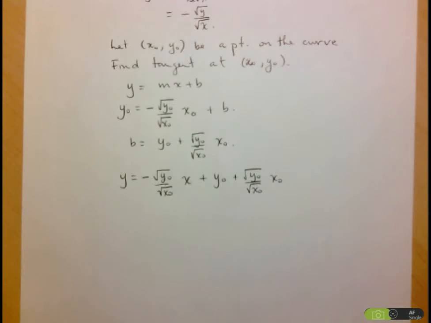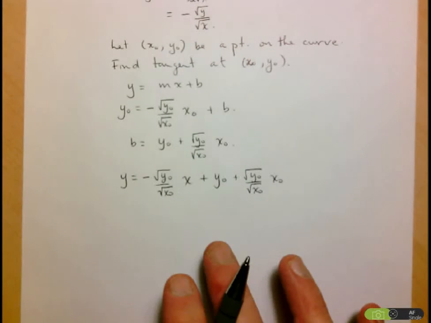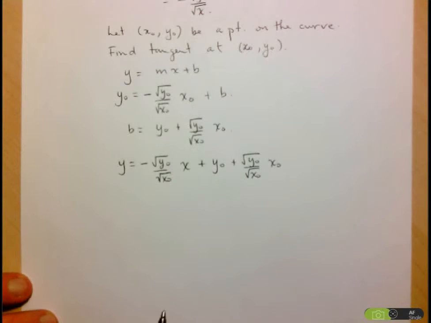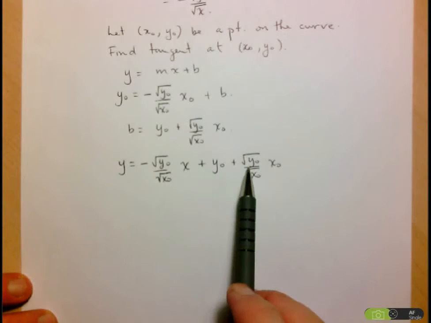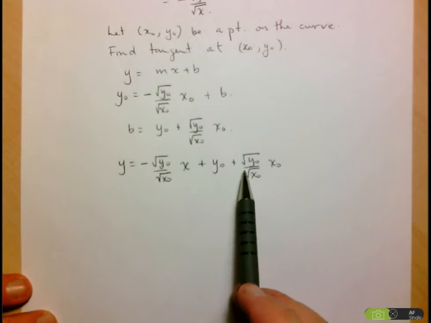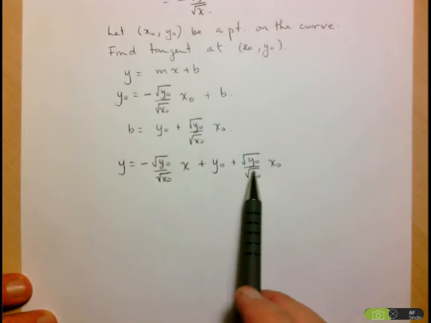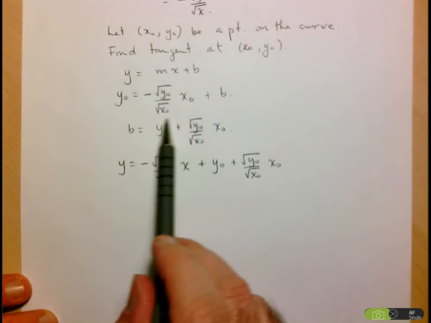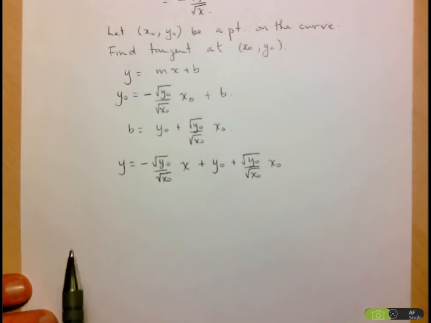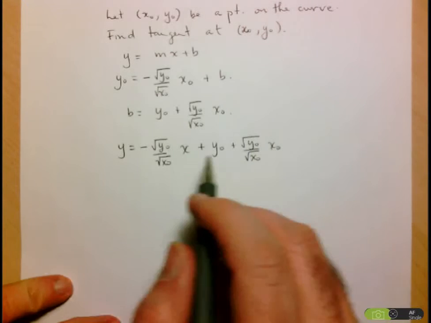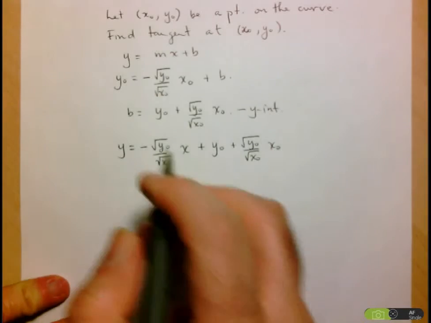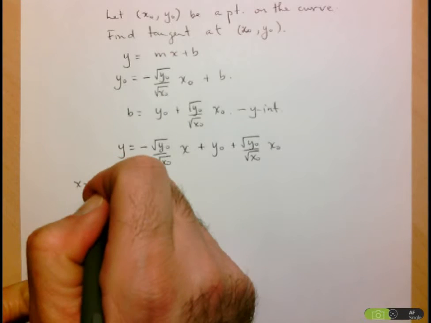Okay, so again, it looks complicated, but I'm just following exactly what I would have done to find the equation of a tangent line. The only problem is I'm having to work with a random point on that curve. Okay, so we already have the y-intercept for this tangent line. Now we need to find the x-intercept.